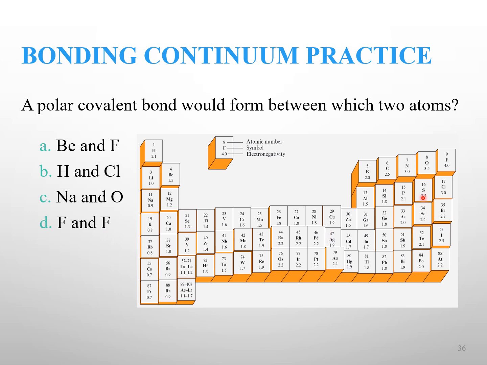F and F is a covalent bond, but 4 and 4 are going to be nonpolar because the difference there is 0. So H and Cl is the only one that makes sense because H is 2.1, Cl is 3, the difference is 0.9. It will be enough to be polar. So the answer here is B.